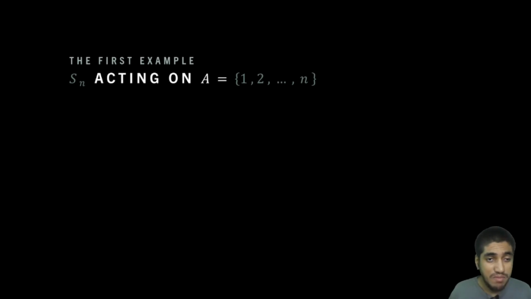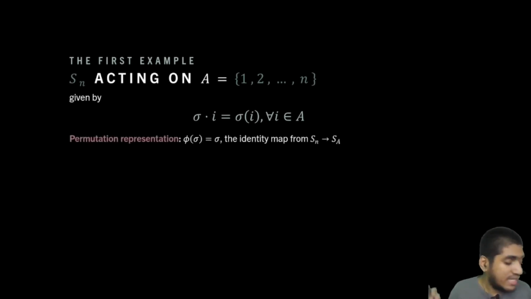The first example, consider G is equal to Sn acting on the set A is equal to finite set 1 to n, given as sigma dot i is equal to sigma of i for all i belongs to A. Since sigma is the permutation of A, sigma of i belongs to A. The associated permutation representation would be phi of sigma is equal to sigma, or better known as the identity map from Sn to SA. Here A is the finite set 1 to n, hence SA will be nothing but Sn itself.